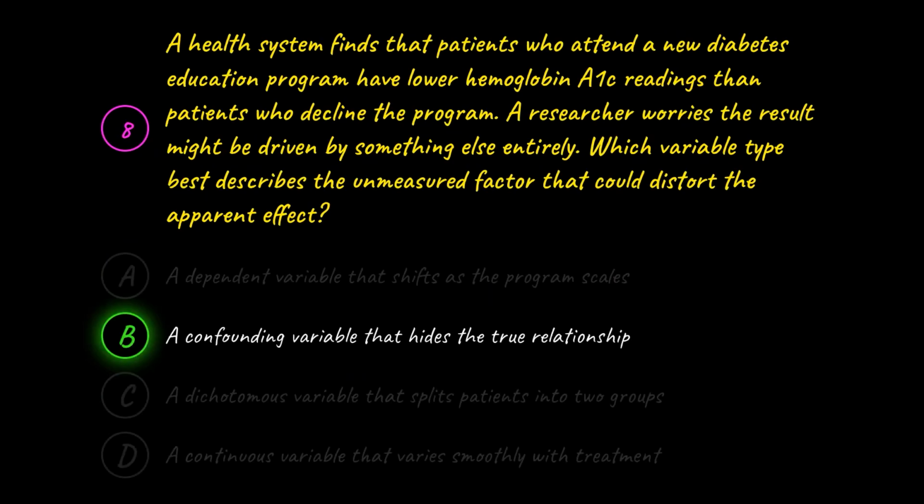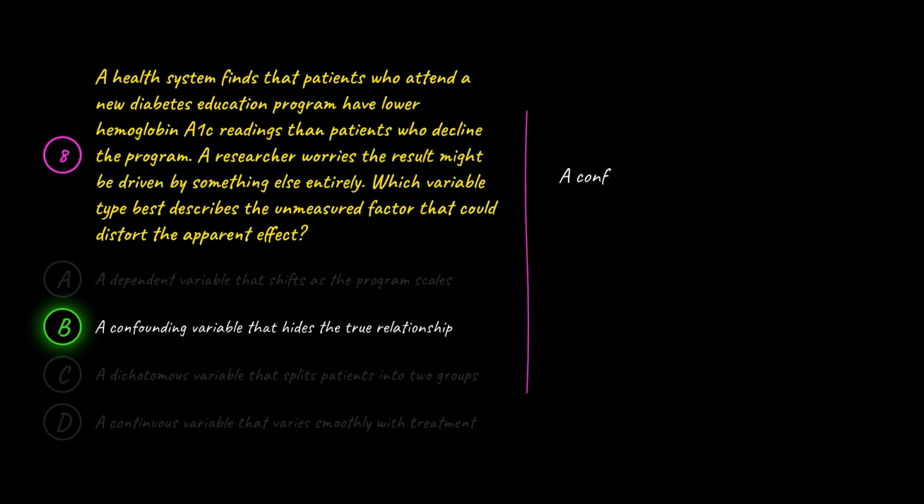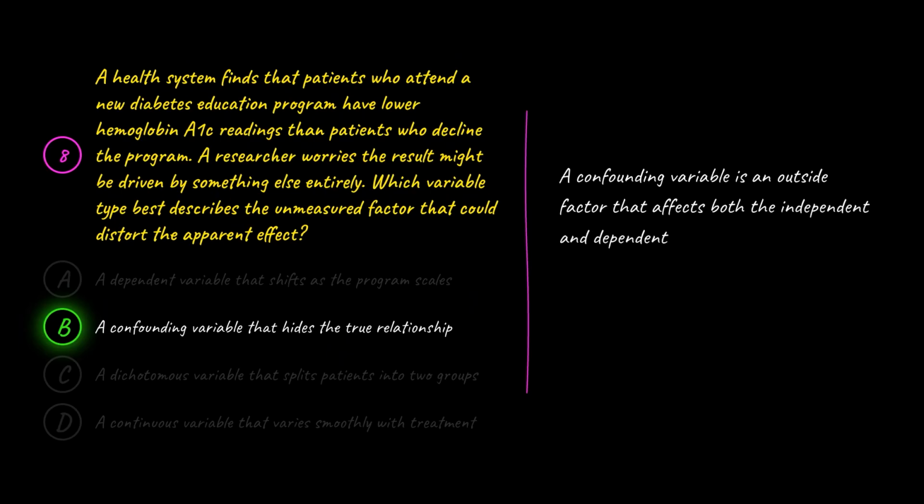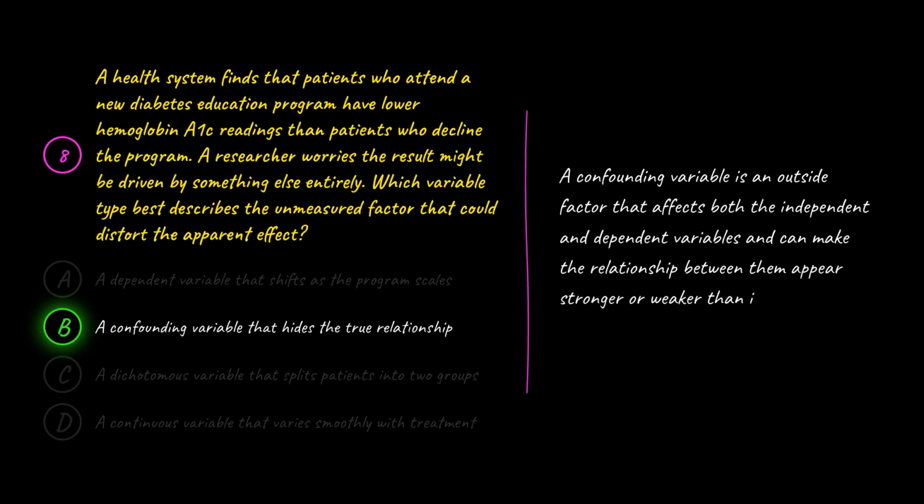The correct answer is B, a confounding variable that hides the true relationship. B is correct because a confounding variable is an outside factor that affects both the independent and dependent variables and can make the relationship between them appear stronger or weaker than it really is. Motivation, baseline health literacy, or socioeconomic stability could all be confounders here. Ignoring them risks crediting the program for outcomes it did not cause.